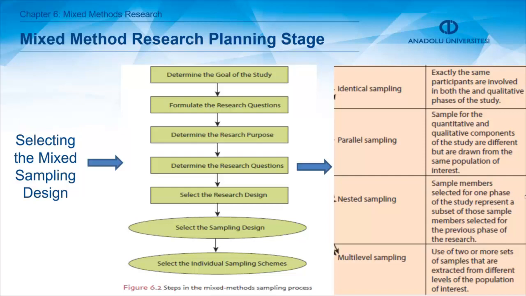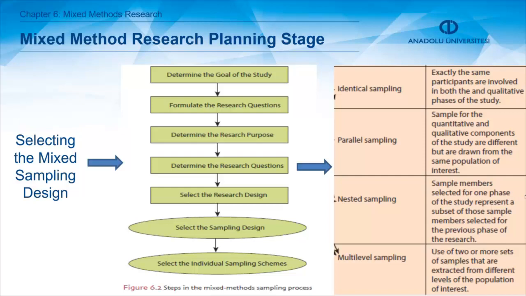The first one is identical sampling, and in identical sampling, we exactly choose the same participants that are involved in both qualitative and quantitative phases of the study. In parallel sampling, the sample for the qualitative and quantitative components of the study are different, but they are from the same population of interest. We also have nested sampling here, in which the sample members selected for one phase of the study represent a subset of those sample members selected for the previous phase of the research study.